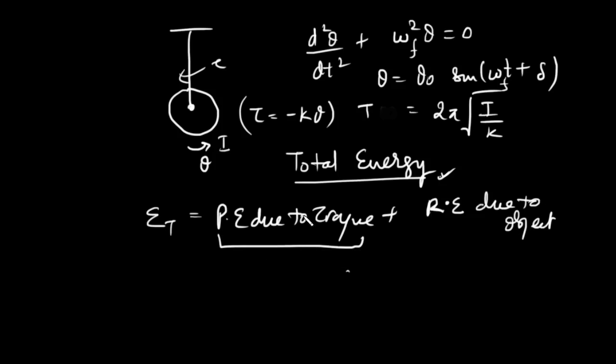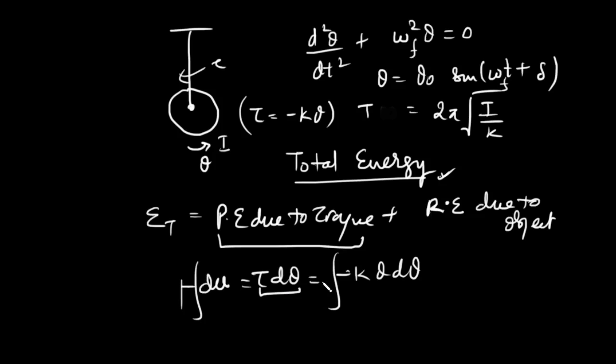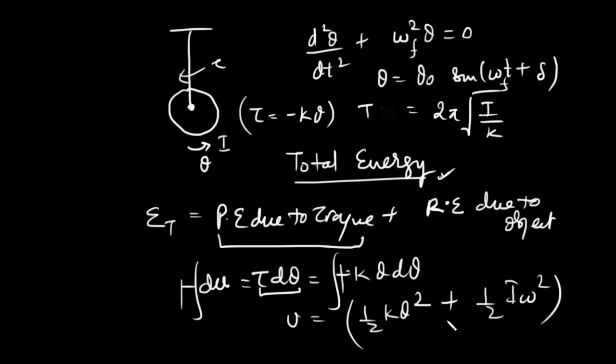Now what is the potential energy due to torque? For example, the work done due to torque would be tau d theta, as everyone knows. This would be minus k theta d theta, and we can integrate this. But you see, this is the work done, this is not the potential energy. Work done is negative of potential energy. So minus minus will cancel. So U will be equal to half k theta square. And what is the rotational energy due to the object? This would be half I omega square, as everyone knows, in rotation it is half I omega square. So the total energy E_T is half k theta square, which is U, plus this rotational energy.